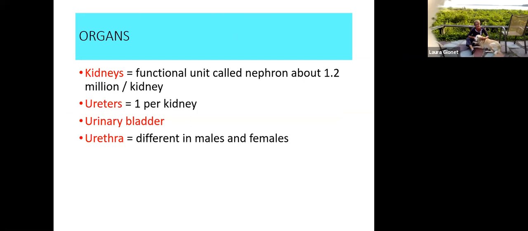Okay, organs of the urinary system. We have kidneys, two kidneys, with about 1.2 million nephrons per kidney. The nephron is the repeating functional unit of the kidney. We have one ureter per kidney, or two ureters, one urinary bladder, and one urethra.